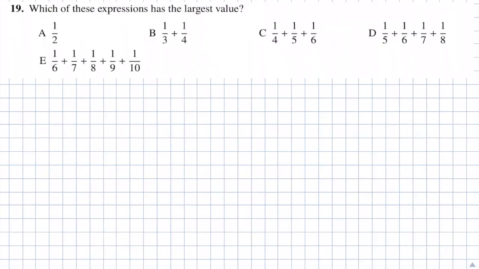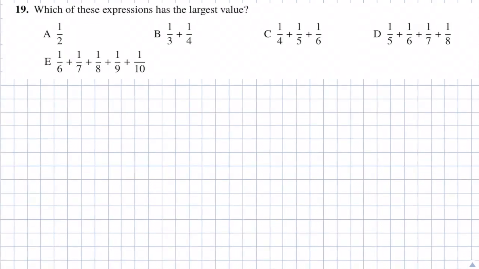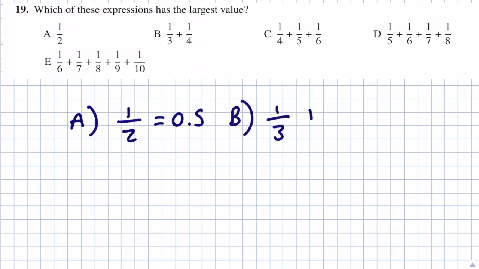Question 19, which of these expressions has the largest value? Got answers A, B, C, D and E. If we start by looking at each of the values, we know A is a half, which is equal to 0.5. And B is a third plus a quarter. The common denominator of a third and a quarter is 12. So we can convert a third into 4 over 12, and a quarter can be rewritten as 3 over 12. So we get 7 over 12.